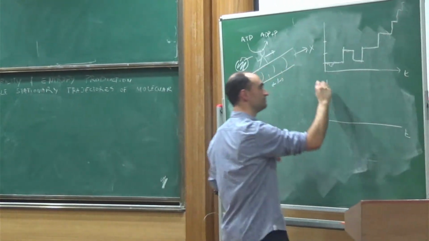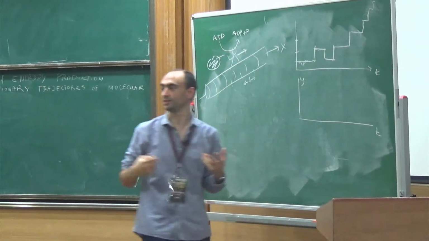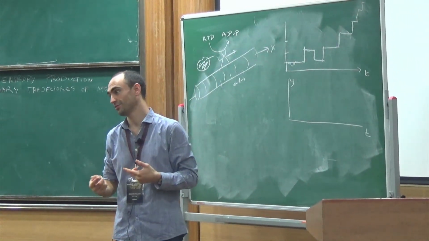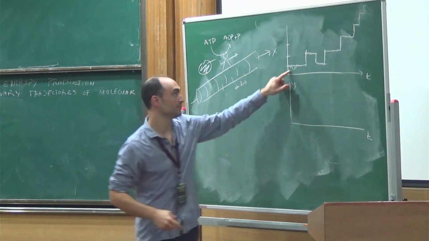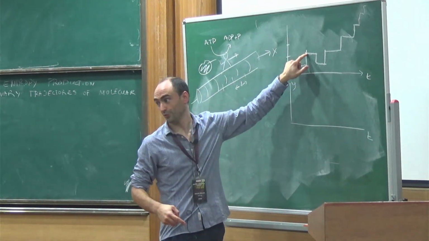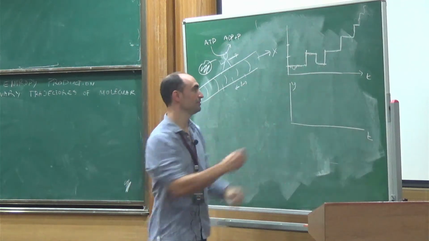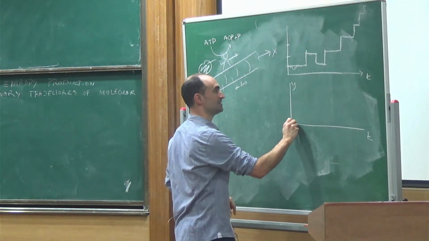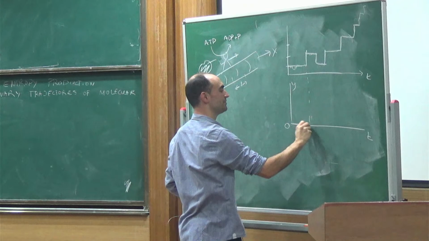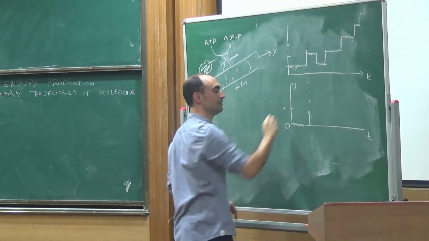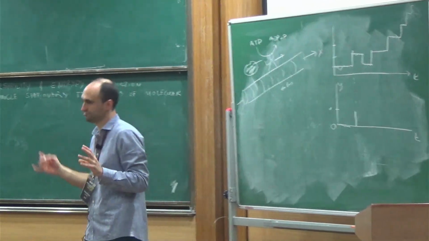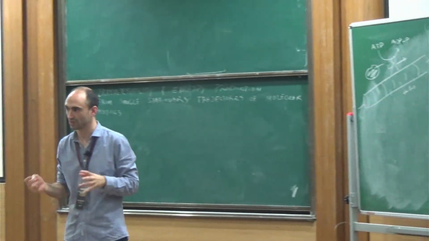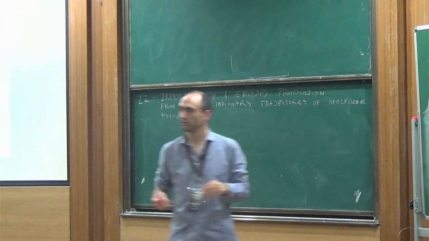As a function of time, Y will be the number of ATP molecules hydrolyzed or synthesized. So if you do a step forward and you spend one ATP molecule, you will say that you start from zero, and at this step you consume one ATP molecule. This would be the full information in a stochastic motor.